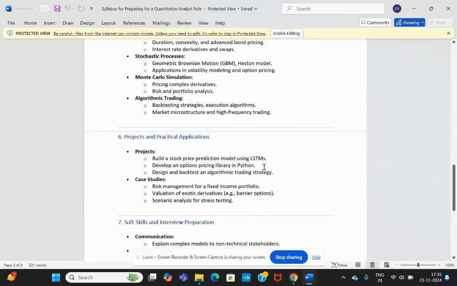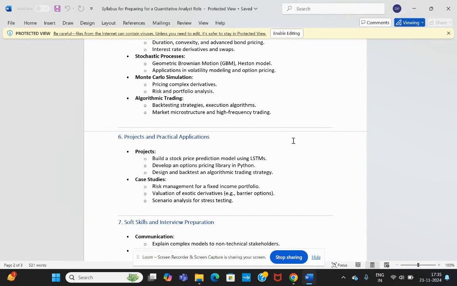And then, after completing all these things, we will move to the practical applications of what we learned previously. We will take one project from GitHub, and I will explain it in detail. We will build a stock price prediction model using LSTM, develop an option pricing library in Python, and then design a backtesting algorithm strategy.